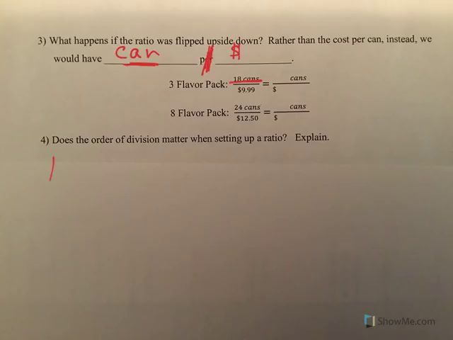So if we divide 18 by 9.99, and then 24 by 12.50, that gives us 1.8 cans per $1, and it gives us 1.92 cans per $1. So you can still see that the 24 cans for $12.50 is still the better buy because now we're getting 1.92 cans for $1 instead of just 1.8.